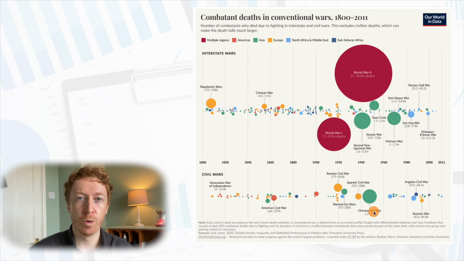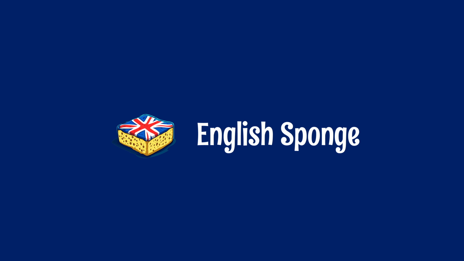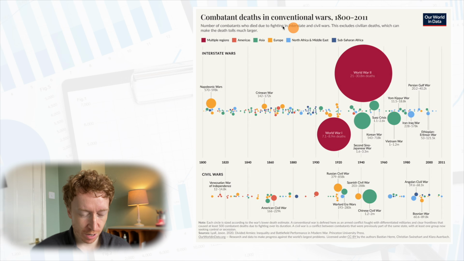In this video, we're going to be looking at some more statistics, and we're going to look at two graphs on the topic of war and war deaths. I know, a very happy, positive topic for today's video. Now, the title of this chart here is Combatant Deaths in Conventional Wars from 1800 until 2011.